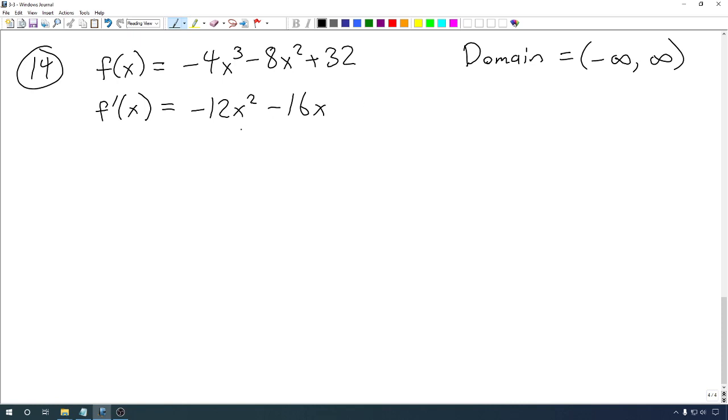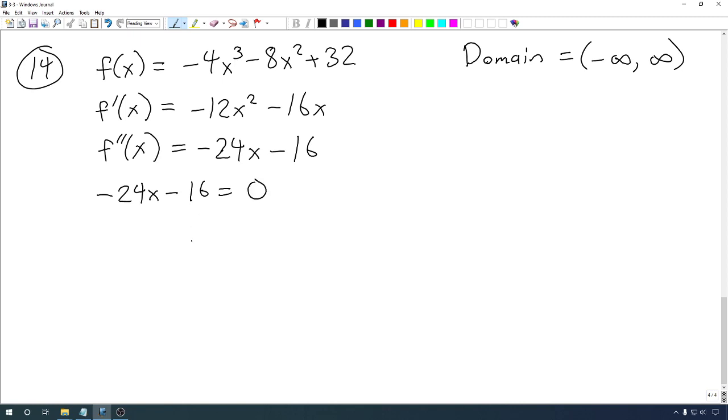If I wanted to find where it's increasing or decreasing, I would find critical points and all that directly from here, but that's not what we're being asked for, so we differentiate it again. This time we bring the 2 down, combine with the 12, and get a negative 24x. This one just becomes a minus 16. Now our question is, where is this equal to 0, or where does this not exist? Of course, it is just a polynomial. It's in fact a linear function, so it always exists. We don't have to worry about that part of it, but we are going to have to set it equal to 0.